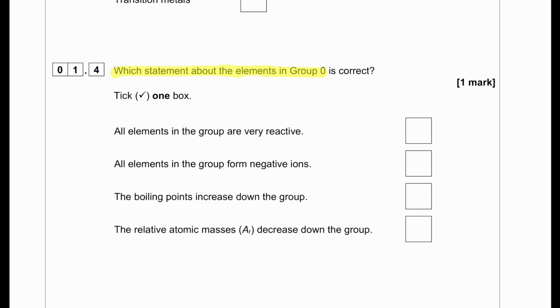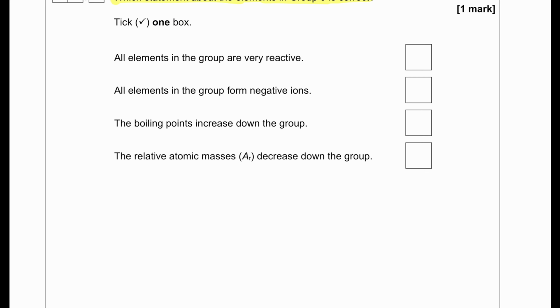Which statement about the elements in group 0 is correct? All elements in the group are very reactive. So that's wrong. All elements in the group form negative ions. No, they do not take or give electrons. The boiling point increases down the group.